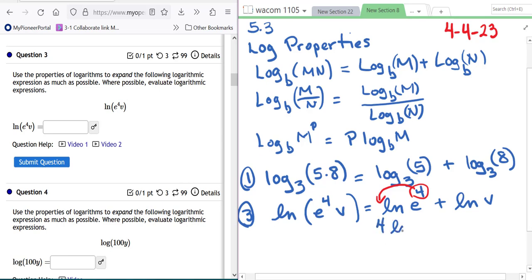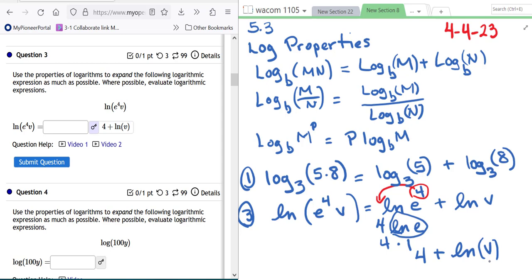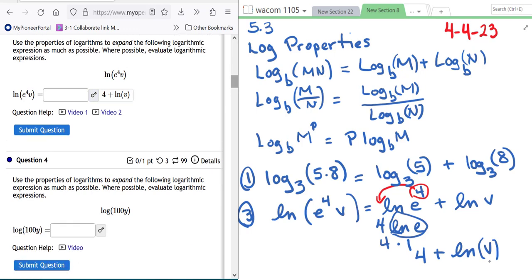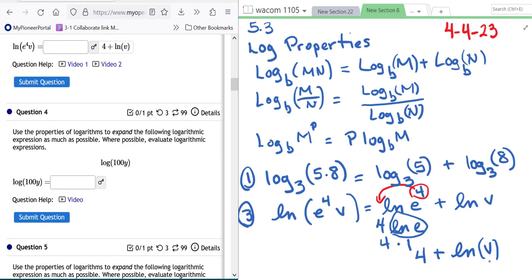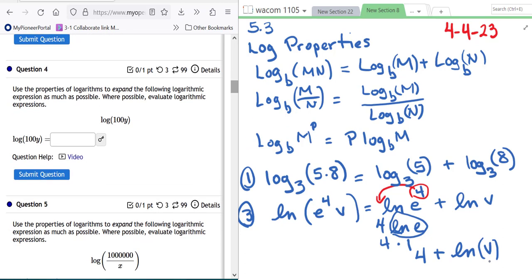So we get 4 ln of e. Remember, the ln of e is 1 from our properties from last time. So this piece ends up giving us 4. So 4 plus the natural log of v, and they probably want parentheses there. I don't think they mark us off. They just kind of force them to go on. Right, we did pick 4.